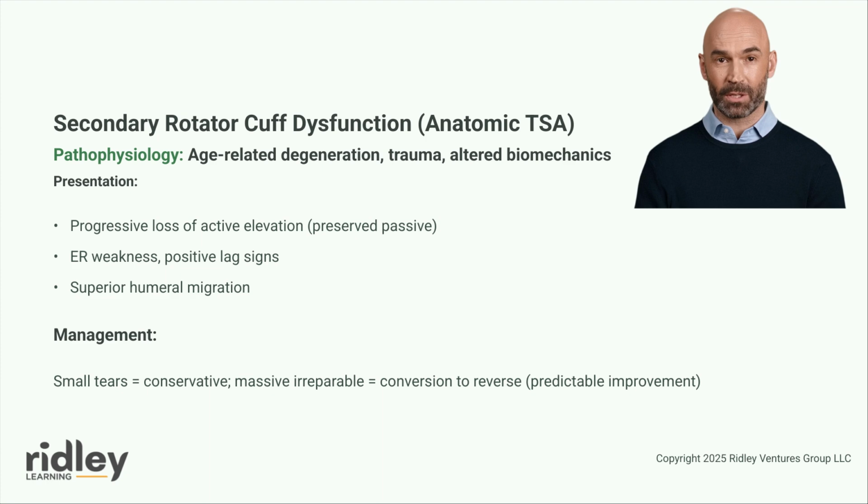the definitive solution, with predictable improvement in pain and overhead function by recruiting the deltoid to compensate for absent cuff function. A 2025 systematic review of outcomes following conversion from failed anatomic to reverse arthroplasty reported substantial improvements in pain and function, with complication rates of 10 to 15% and revision rates of 5 to 8% at midterm follow-up, confirming that salvage with reverse arthroplasty is a viable option for this challenging problem.